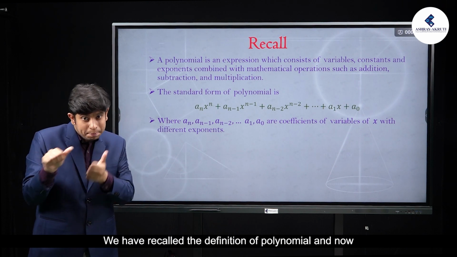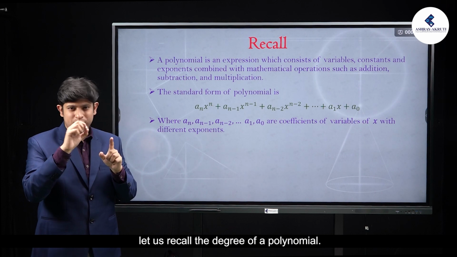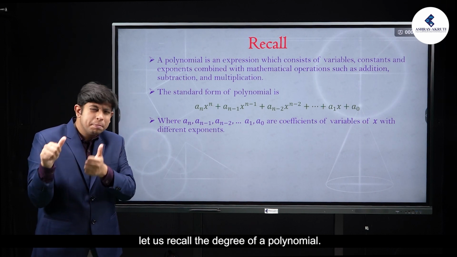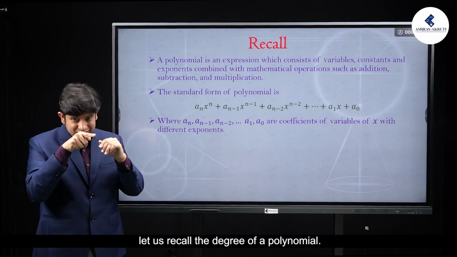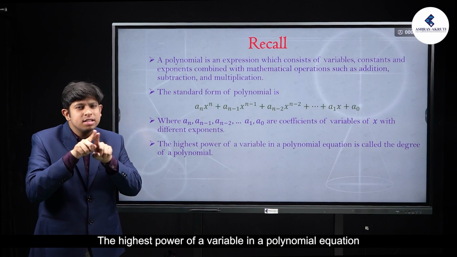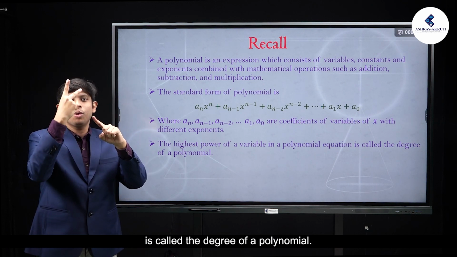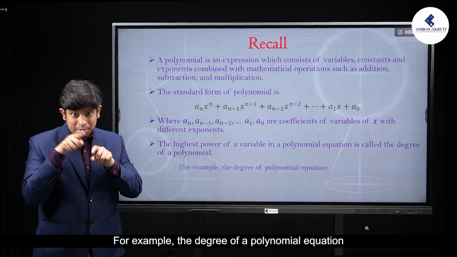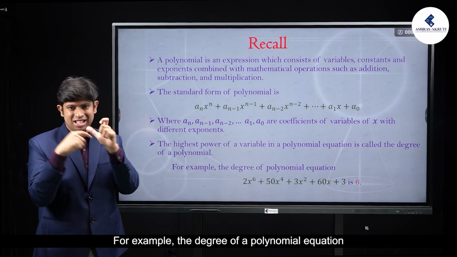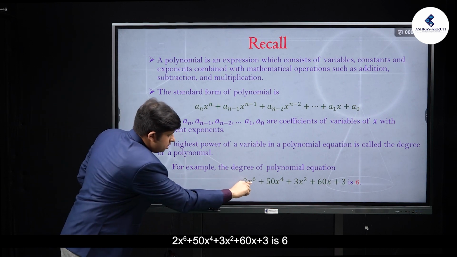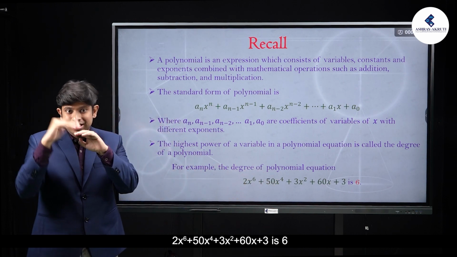We have recalled the definition of polynomial, and now let us recall the degree of a polynomial. The highest power of a variable in a polynomial equation is called the degree of a polynomial. For example, the degree of a polynomial equation 2x power 6 plus 50x power 4 plus 3x square plus 60x plus 3 is 6.